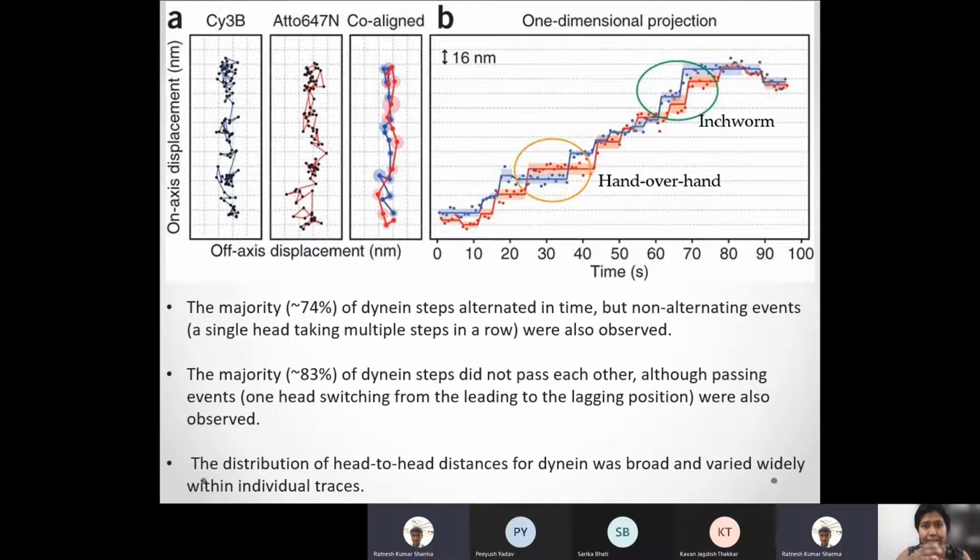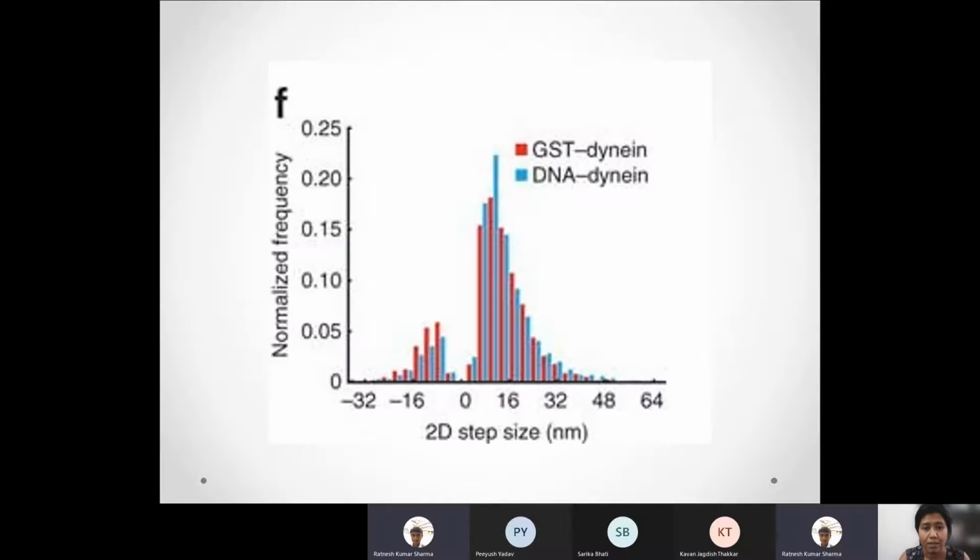But for dynein, the step size is not uniform. As you can see here, this is one step, this is another step. But this is one step, this is another step. So step sizes are not uniform. It could be 8 nanometers, 16 nanometers. On an average, it is 16 nanometers, but it could also be more than that. So step sizes for dyneins are not uniform.